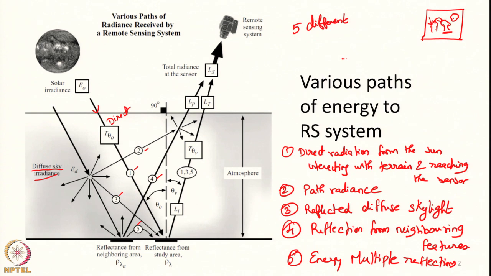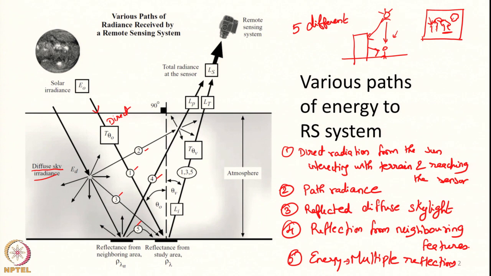Say for example, you are standing here, let us say you are standing close to a building. Sunlight is falling on you directly, it is also falling on the building. If this building facade is covered with like glass, a fraction of the light will be reflected by these mirrors, it will reach you and you will receive energy from the sun, from the atmosphere and also from this particular building that is reflecting energy on you. Same thing will happen for other earth surface features too.